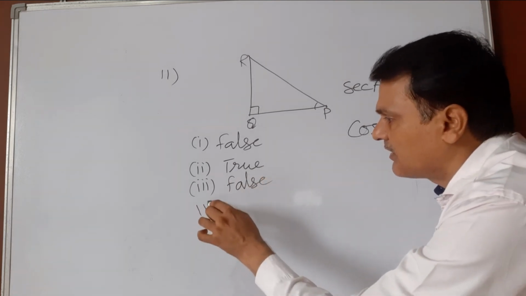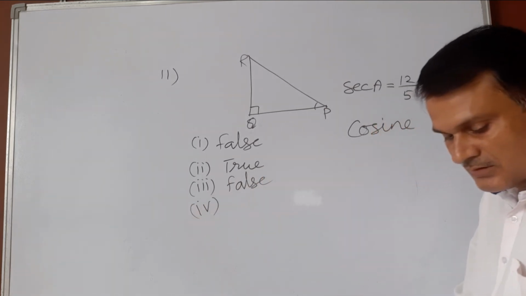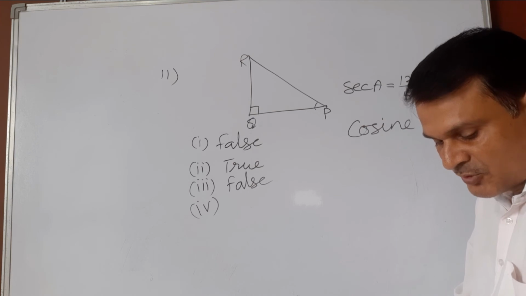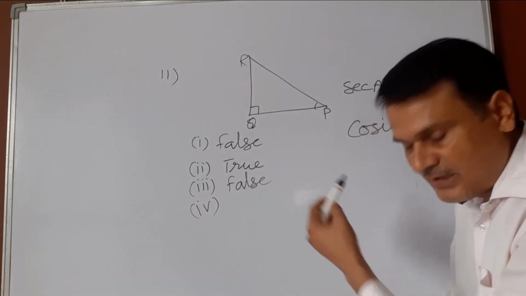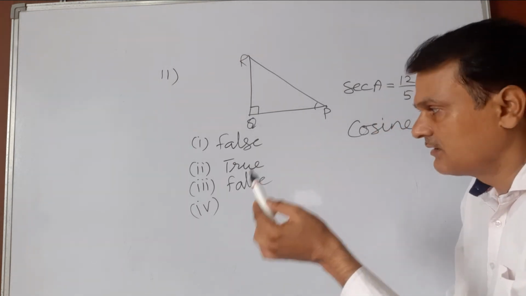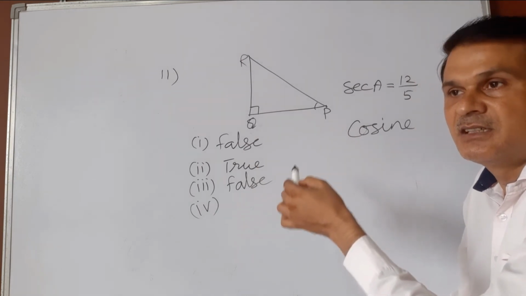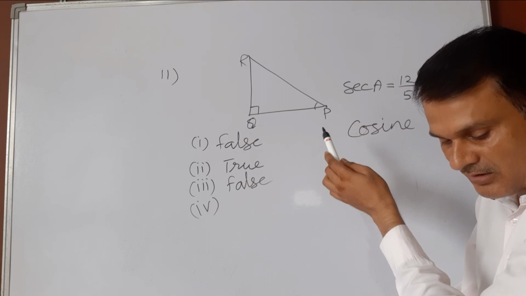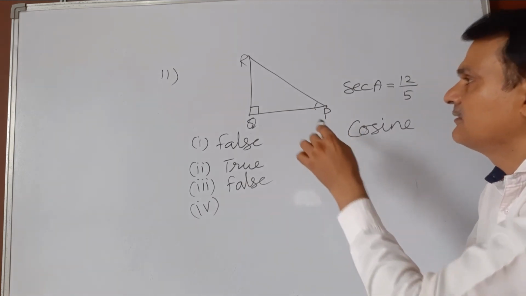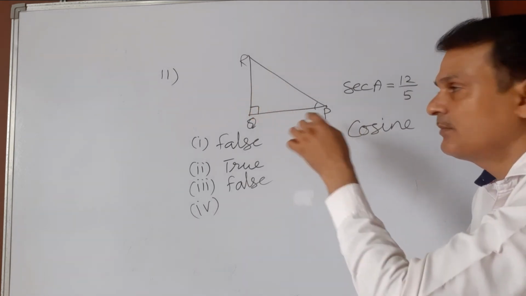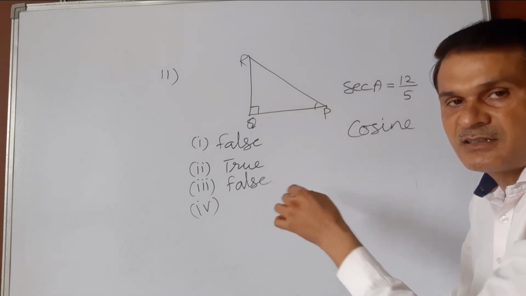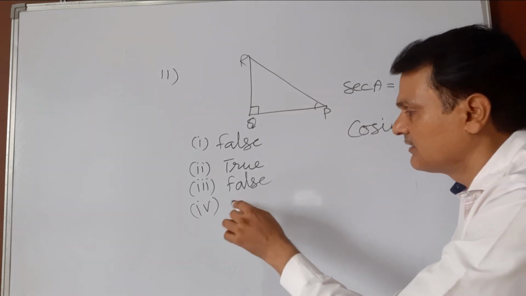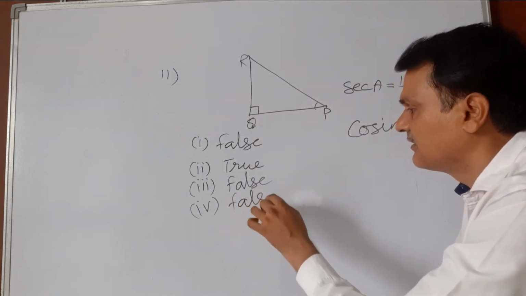And the fourth part of this is that cot A is the product of cot and A. This is not correct. Cot A means the ratio of two sides for the angle A. This is not a product. So we can say that it is a false statement.